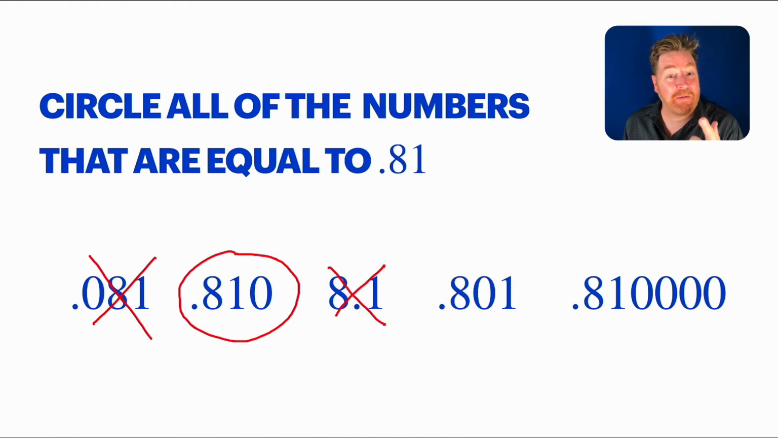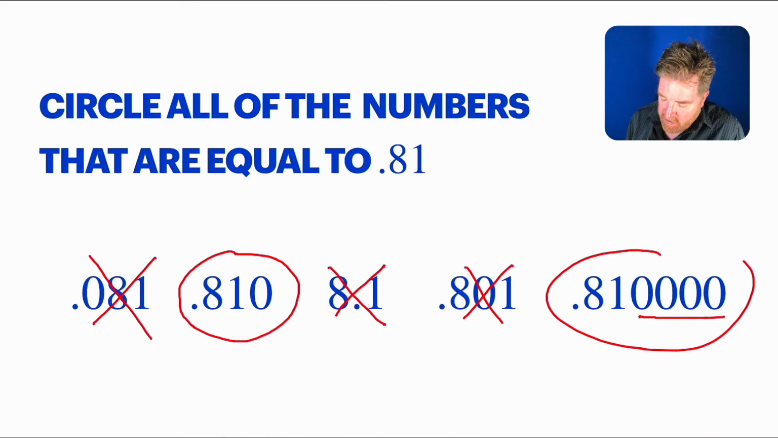All right. How about this fourth one? 0.801. Now that 0 is not on the right end. No, it's pushed in the middle, and it's separating the 8 and the 1, bumping that 1 down into the thousandths place. No good. That is not equal. Okay? Zeros on the far right end, they don't matter. So that last one, you know what? Look at all these zeros on the right end. You betcha. That is the same. So those two circled numbers are the same as 0.81. Nothing to it. All right.